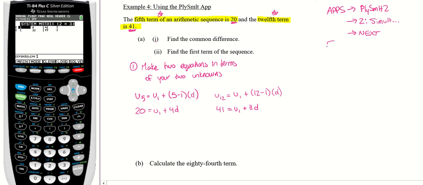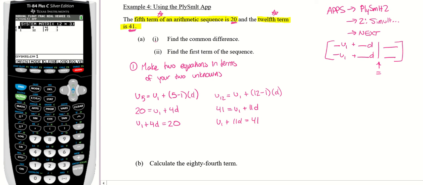What the matrix is really asking for is the coefficient of U1 and the coefficient of D, so you have something U1 plus something D equals something. Something U1 plus something D equals something. This vertical line here is like the equal sign in your equations. So you kind of have to flip your equations for yourself from left to right, and you might want to write that down. So instead of reading it as 20 equals U1 plus 4D, read it as U1 plus 4D equals 20. And you can do the same for the other equation.